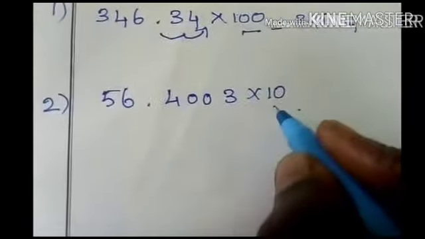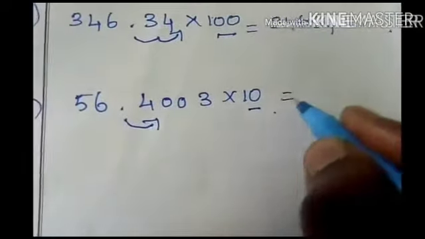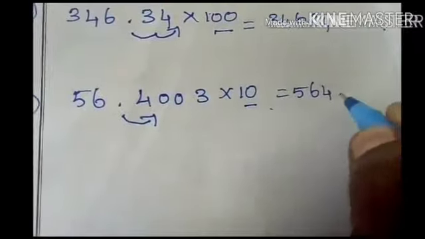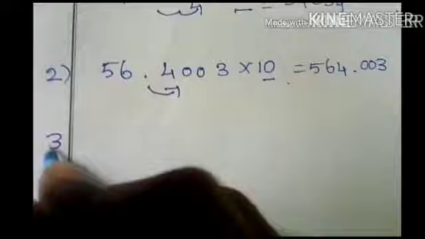Second one, 56.4003 multiplied by 10. 10 has one zero, so we shift the decimal point 1 place to the right. So your answer is 564.003.